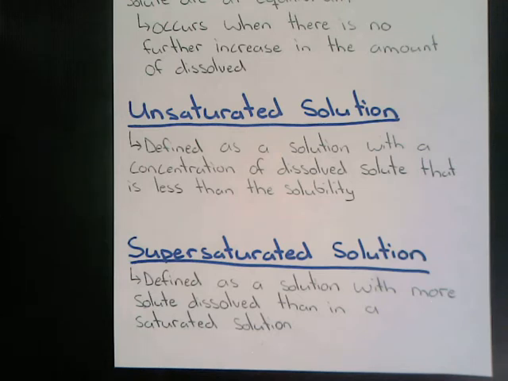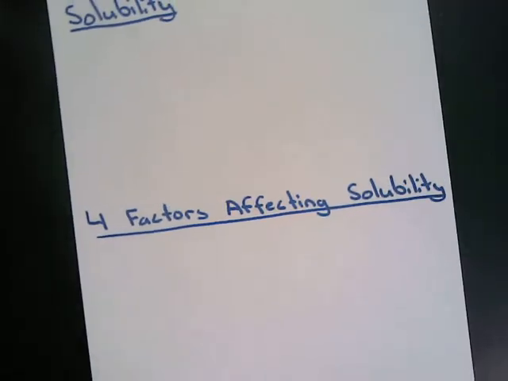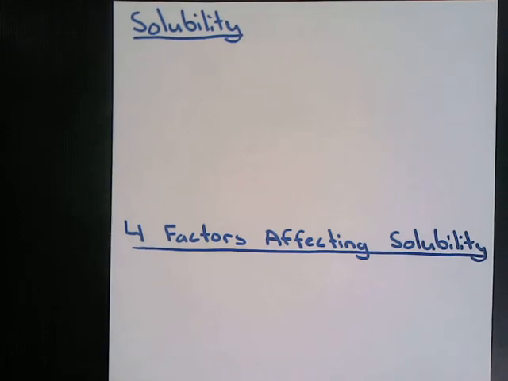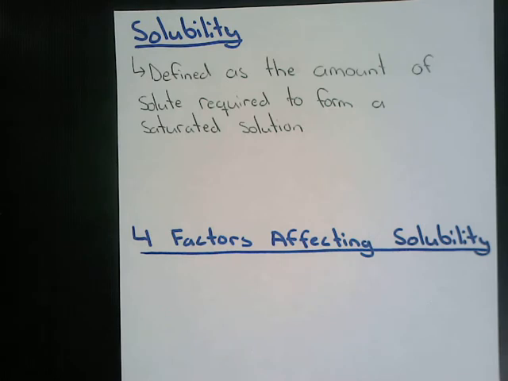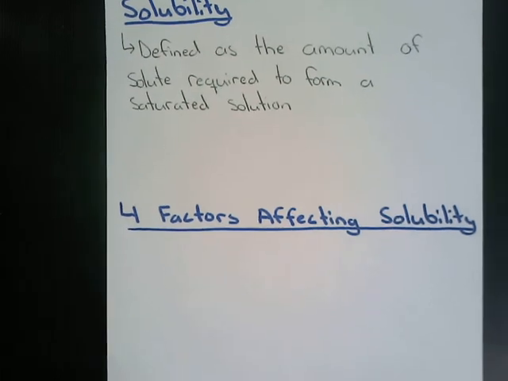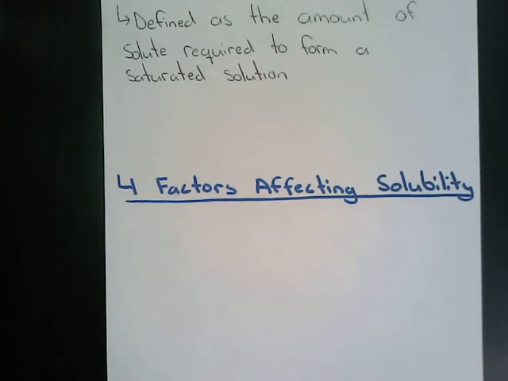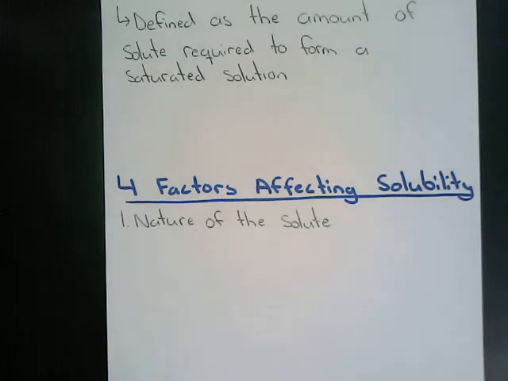So let's get back to that term I mentioned earlier, solubility. Now, solubility is just defined as the amount of solute required to form a saturated solution. And our solubility can be affected by 4 factors. The first factor that affects solubility is the nature of the solute. In other words, what is the solute? The second factor is the nature of the solvent.